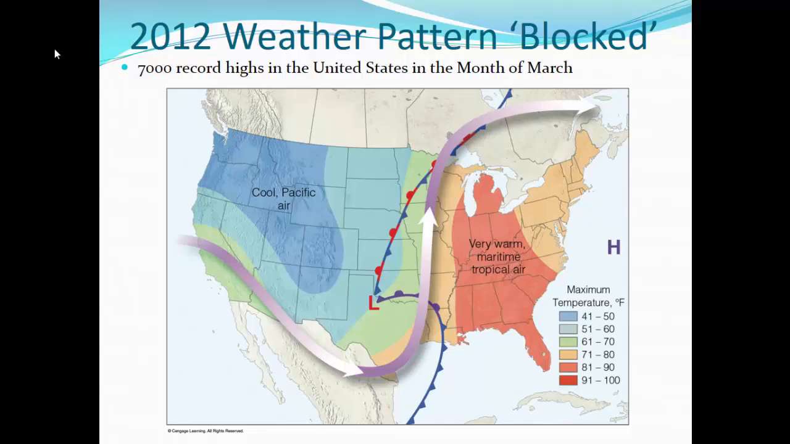But that digging area of low pressure and the trough of low pressure in the upper levels induced what was essentially a semi-permanent area of low pressure at the surface, and the counterclockwise flow around that low, as you can see, that south wind off the Gulf of Mexico and the western Atlantic just pumped up very warm maritime tropical air, and we got tremendous flooding in some cases across the region, but more importantly, some very, very hot conditions. And in the month of March in 2012, there were 7,000 separate record high temperatures in the United States.